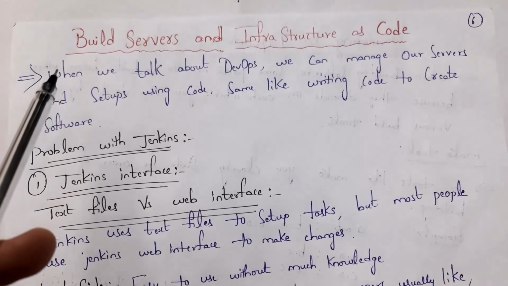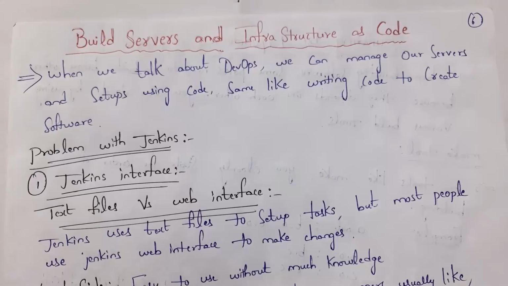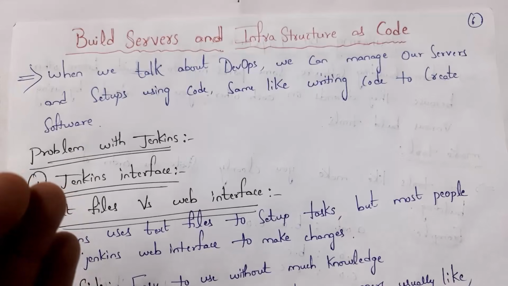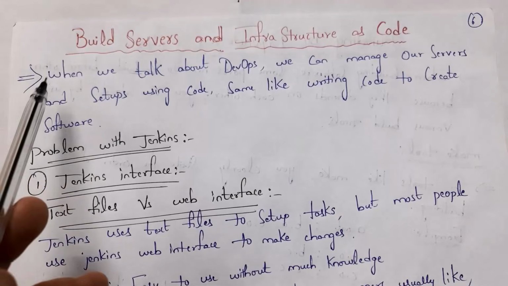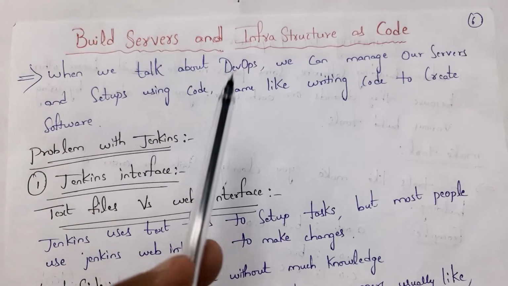Next I will explain what build servers and infrastructure as code are. Guys, in DevOps, even if you want to configure your server and manage your server, even for those operations you need to write code. So in order to create software you need to write code, and similarly in order to manage and configure your servers you need to write code. So when we talk about DevOps, you can manage our servers and setups using code, same as writing code to create software.